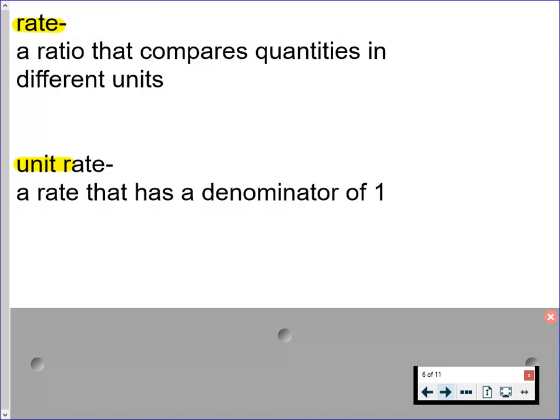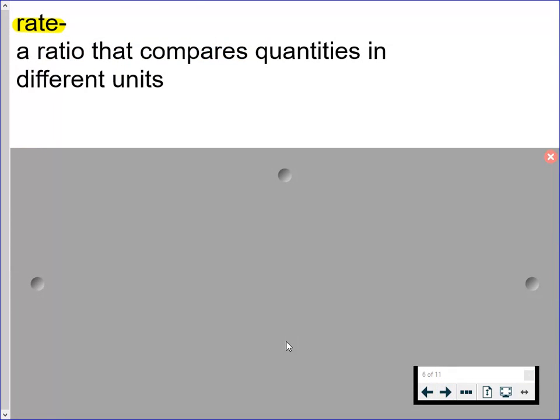The next word, rate. Now, rate is a special type of ratio, kind of like chocolate chip is a special type of cookie, or peanut butter is a special type of cookie. Rate is a special type of ratio because it talks about different units. Ratio had 10 people to 15 people. Those aren't different units.